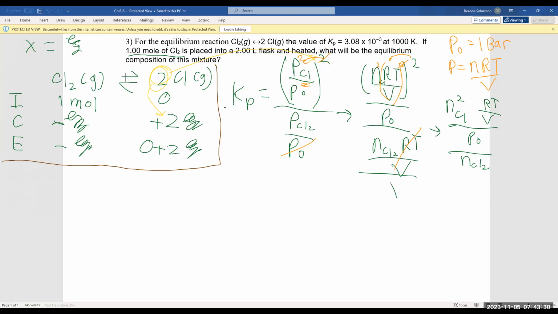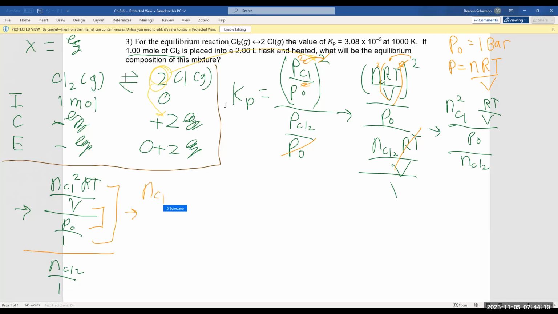From there, you can simplify that however you'd like. This is how I like to write it. So it's going to give us nCl squared RT over V over P naught over 1. So then that's just the top part. Then all of that is divided by nCl2 over 1. So then these two are going to combine, and that's going to become nCl squared RT over V P naught. And then that's just going to carry over.